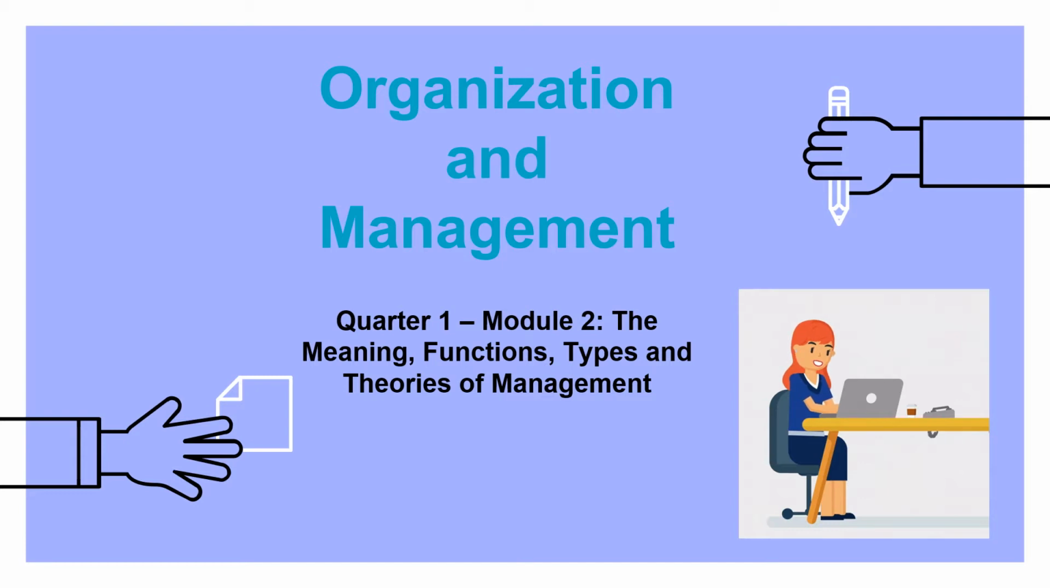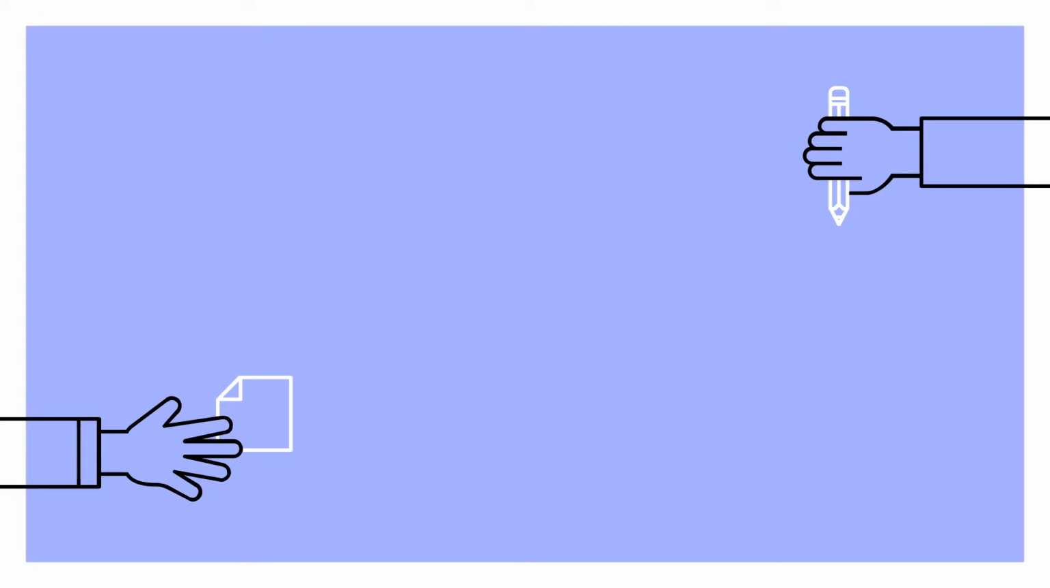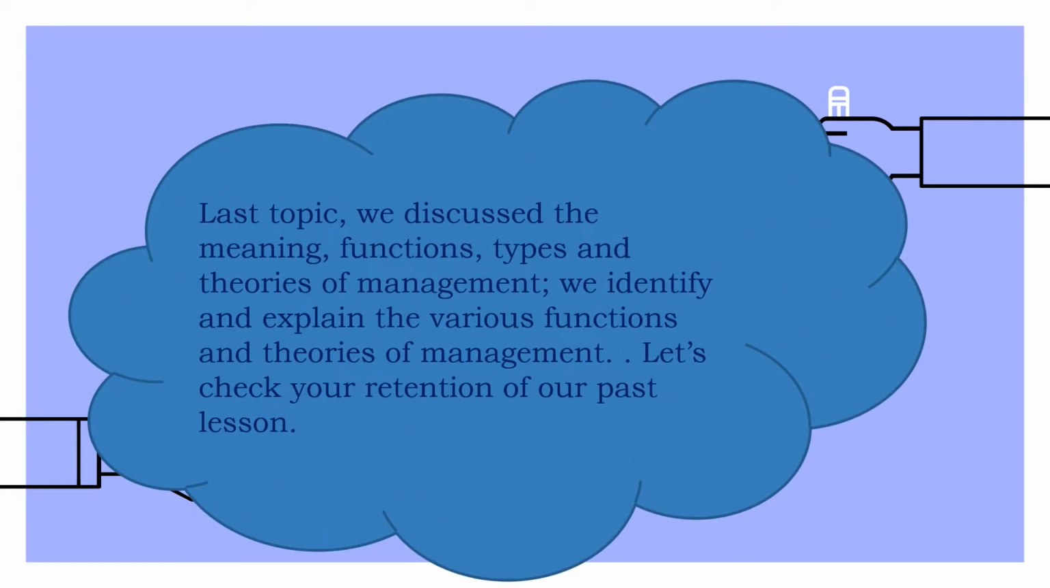So now, class, kindly bring out your Organization and Management Quarter 1 Module 2, the meaning, functions, types, and theories of management. Last topic, we discussed the meaning, functions, types, and theories of management. We identified and explained the various functions and theories of management. So now, let's check your retention of our past lesson.